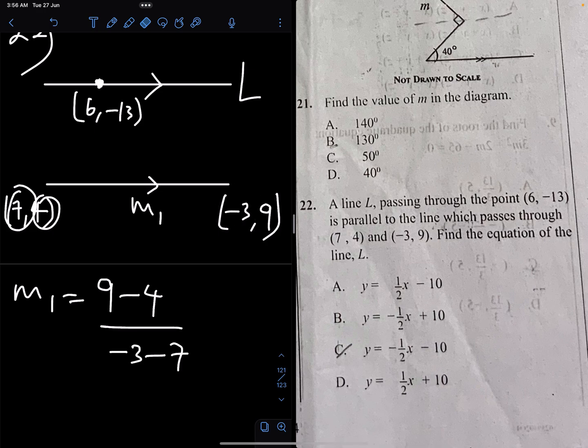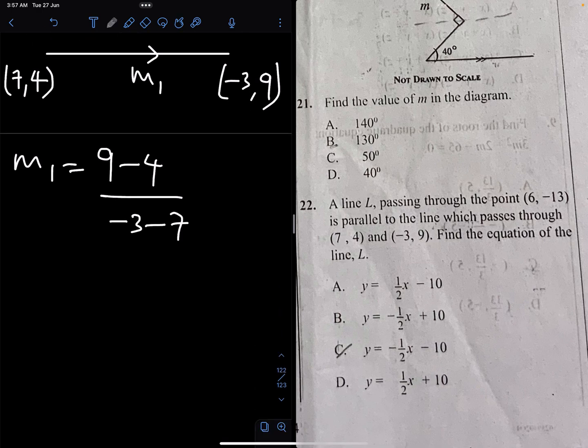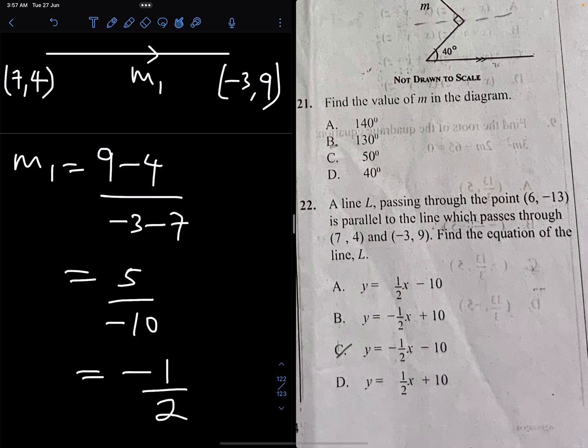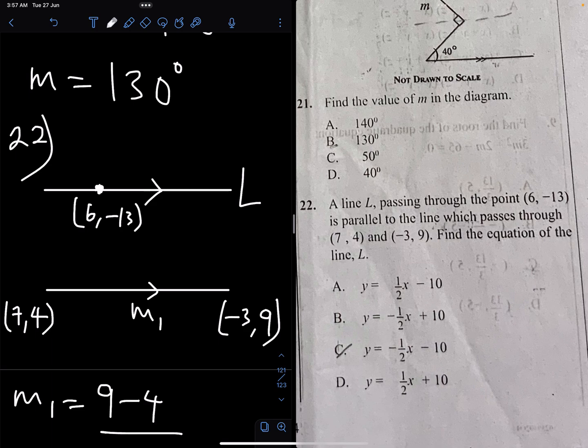Let me clean that and make it neater. Now that's the same as what? 9 minus 4 is 5 over minus 3 minus 7 is minus 10. And this is simply minus 1 over 2. That's M1.